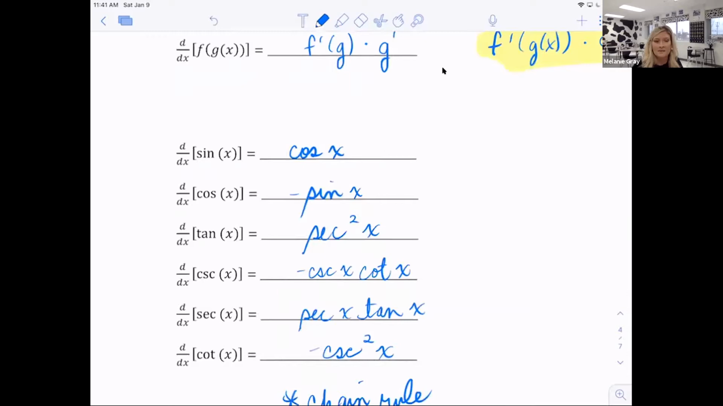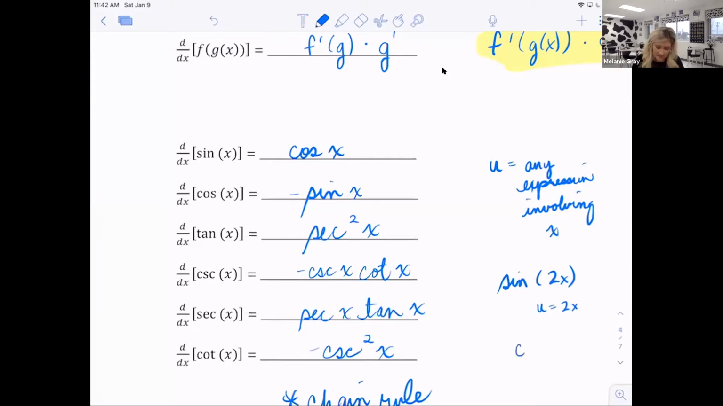But if you were thinking about u can be any expression involving x. Okay, so if I had, let's say, sine of 2x, in this case, my u is 2x. And so if you apply chain rule here, that takes care of that. And we take the derivative of the outside function, f prime is cosine, since the outside function is sine. Inside function is 2x, so we keep it the same, but then we have to chain on the derivative of the inside function to the end.